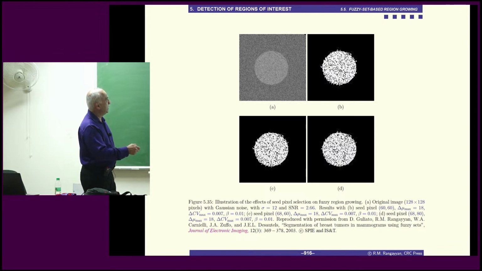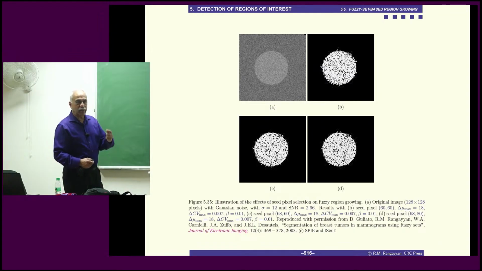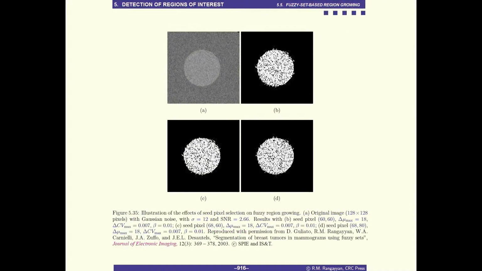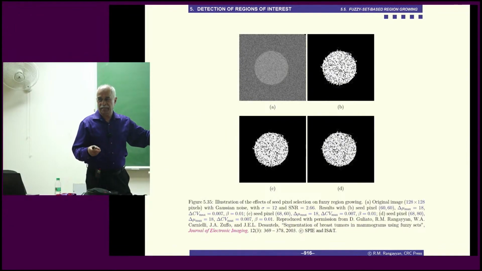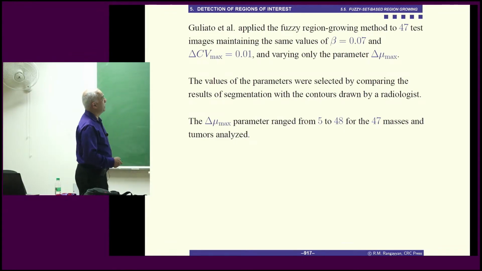So depending on the seed pixel, we get 3 different results for the same input image, but they are all very similar. So now we say the region has been identified. We haven't drawn a boundary, because drawing a boundary on a malignant tumor is difficult. But from this, we can compute other types of features. So we tested with 47 mammograms and came up with some parameters that were suitable.